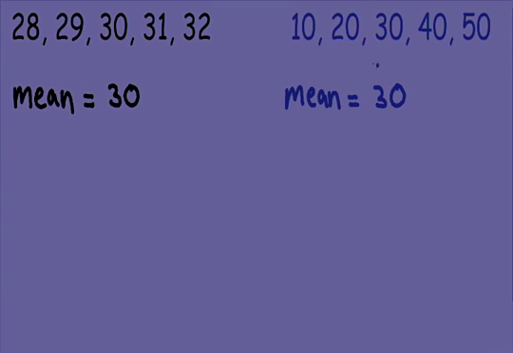So since in the data set in blue, the numbers are much farther apart, they have a larger standard deviation than the data set in black. So that's my brief introduction.